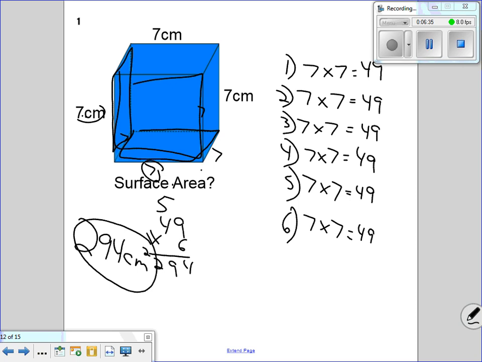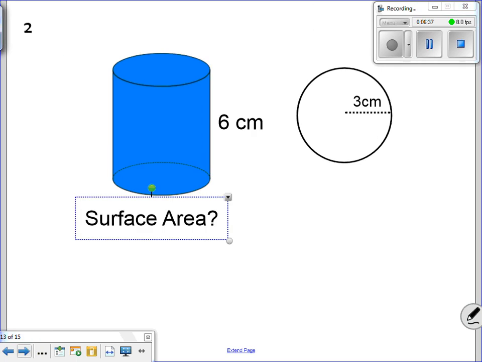Let's do another one. Cube's the easiest. I have a cylinder. Well, how many faces are on this cylinder? I have a top face, I have a bottom face.